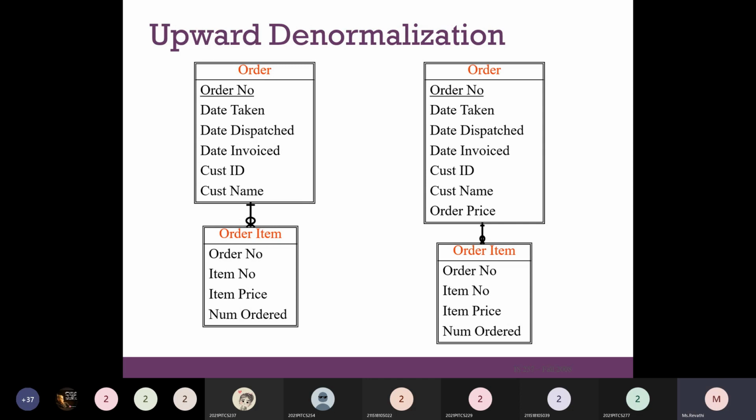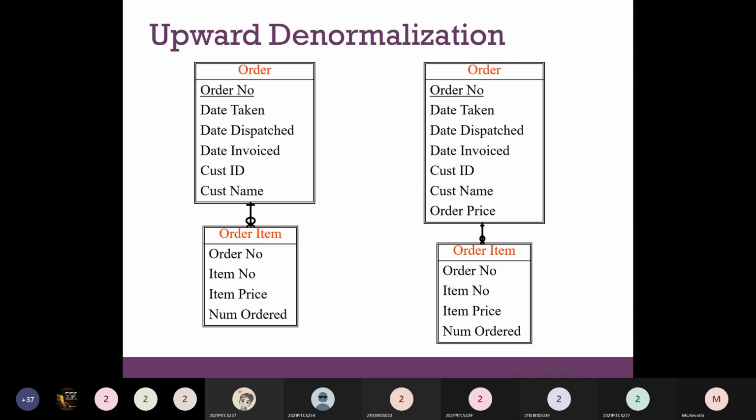This is upward normalization. That is, where we have order number, item number, item price and num order as attributes of order item, whereas order number, date taken, date dispatched, date invoiced, customer ID, and customer name are the attributes of order.